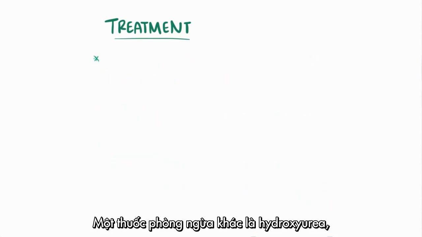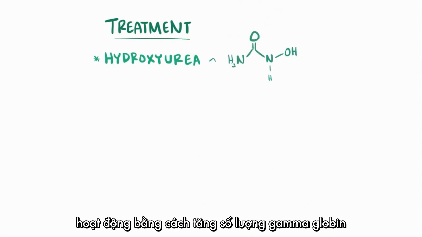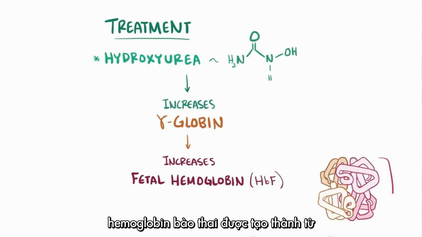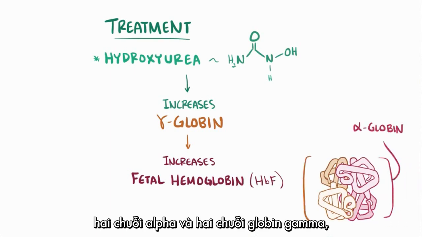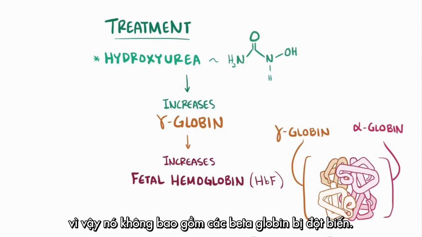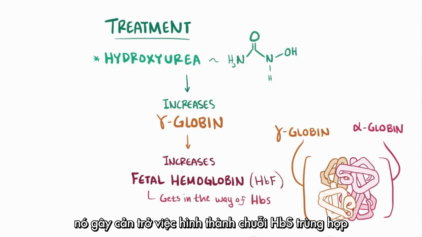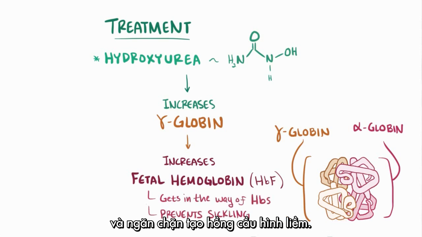Another preventative medicine is hydroxyurea, which works by increasing the amount of gamma globin, which results in more fetal hemoglobin, or HbF. Fetal hemoglobin is made up of 2 alpha and 2 gamma globin chains, so it doesn't include the mutated beta globins. Since it can't polymerize, it gets in the way of HbS polymers being made and prevents sickling.